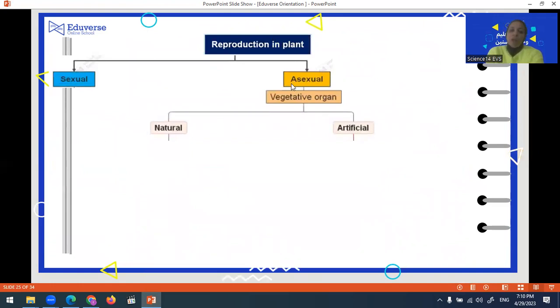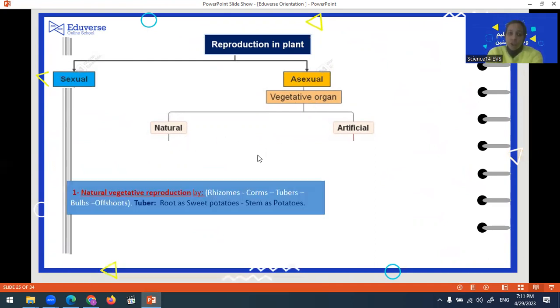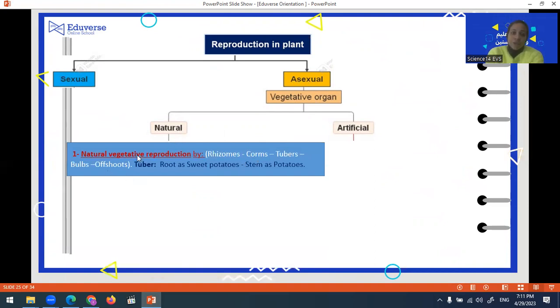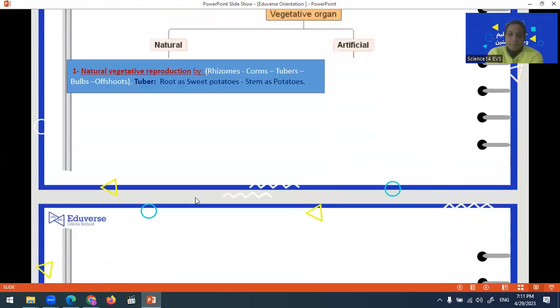Reproduction in plants for the second type, which is the asexual reproduction, is also called the vegetative reproduction. We have two ways, natural or artificial. What about the natural? Natural vegetative reproduction is by rhizomes, corms, tubers, bulbs or shoots, but we're going to study only one type of these five, which is the tuber. The tuber can be a root as sweet potatoes or a stem as potatoes.